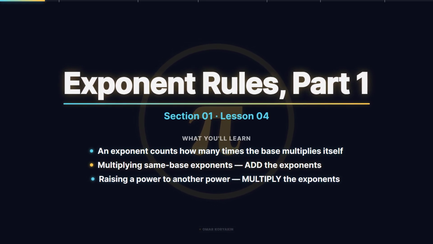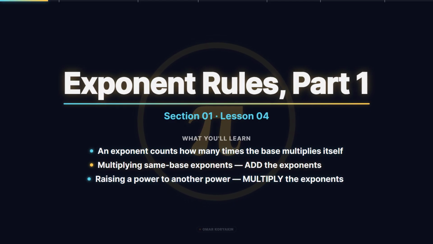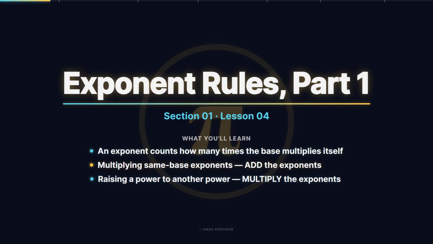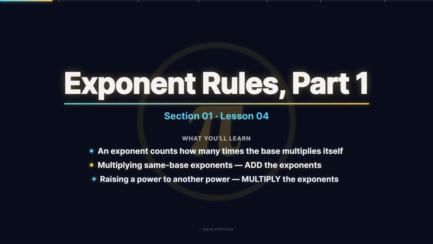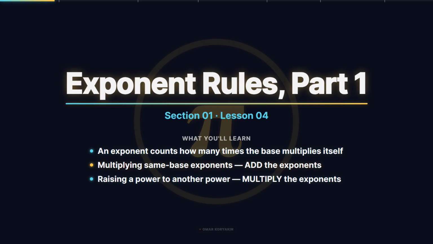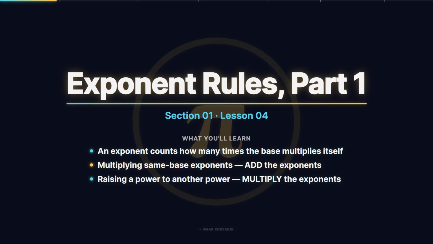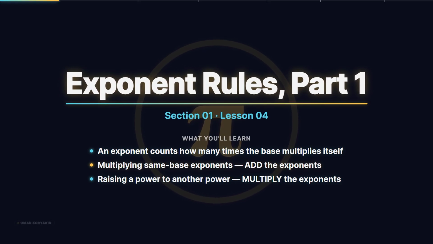When you raise a power to another power, you multiply the exponents, you do not add them. So x squared all raised to the third power equals x to the sixth power, not x to the fifth. The reason again is geometric. Raising to the third power means 3 copies of x squared multiplied together, and each x squared is 2 factors, so the total is 3 times 2 equals 6 factors of x. Two rules, two opposite operations on the exponents, both of them inevitable from the definition itself.